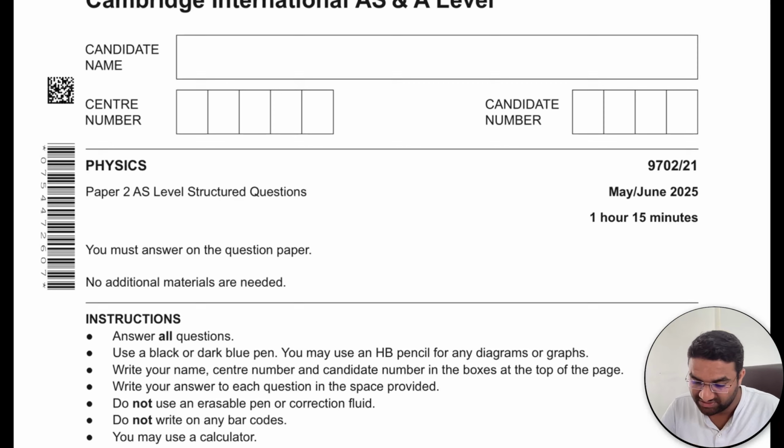So today we have to discuss the AS level physics paper, May-June 2025, this year's paper. Here we have general physics topics: power, acceleration, forces, work done. We'll discuss them thoroughly, alright?